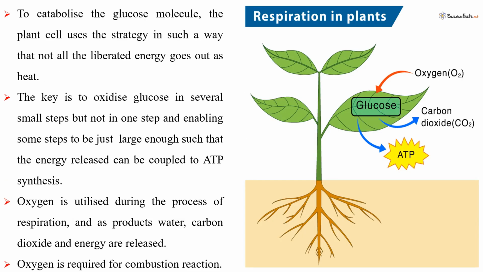To catabolize the glucose molecule, the plant cell uses a strategy in such a way that not all the liberated energy goes out as heat. The key is to oxidize glucose in several small steps, but not in one step, enabling some steps to be just large enough such that the energy released can be coupled to ATP synthesis. Oxygen is utilized during the process of respiration, and as products, water, carbon dioxide, and energy are released. Oxygen is required for combustion reaction.